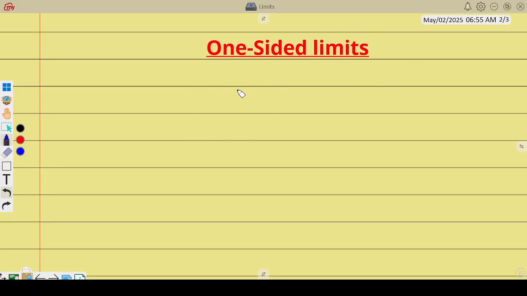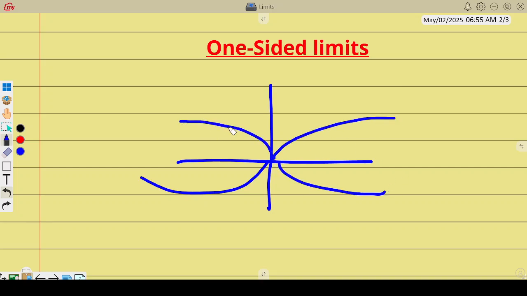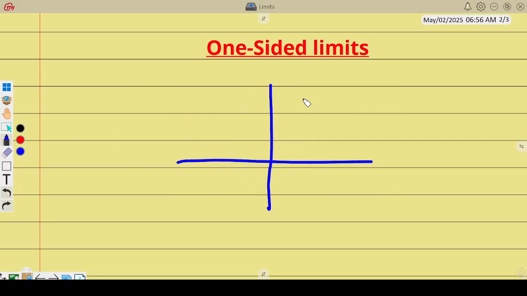So the one-sided limits, they are simply, so we have a function. You know functions, like we have a parabola, we have a root of a function, it looks like that. You know how to plot different kinds of functions. One-sided limits, we normally analyze them using the Cartesian plane.